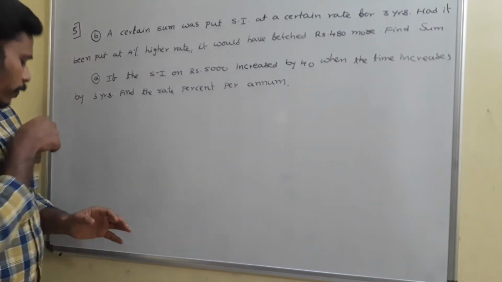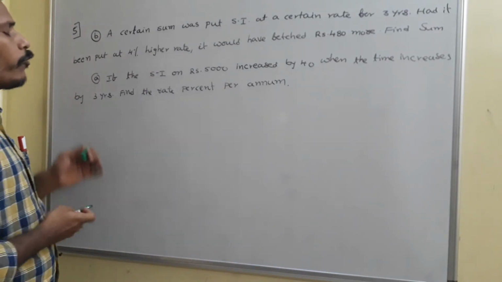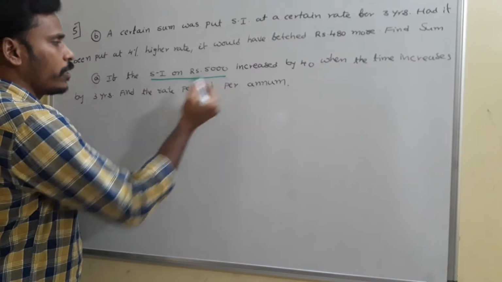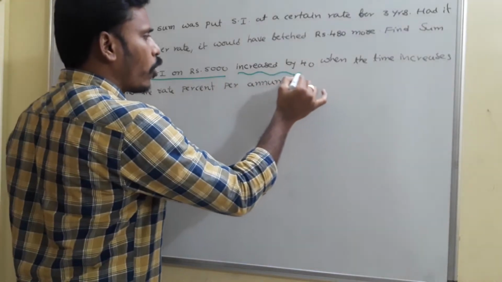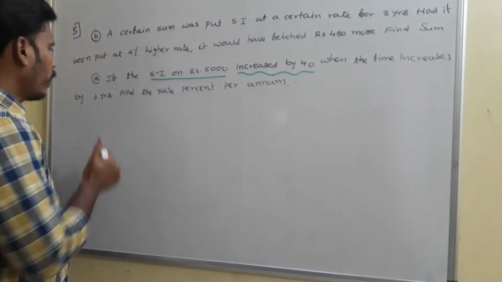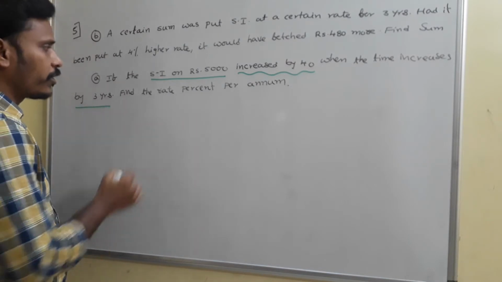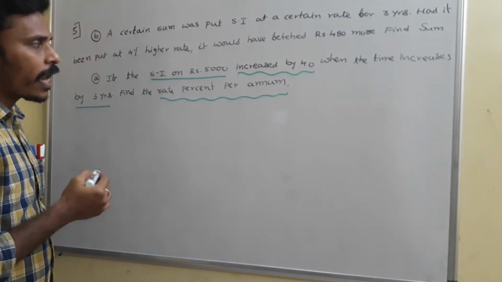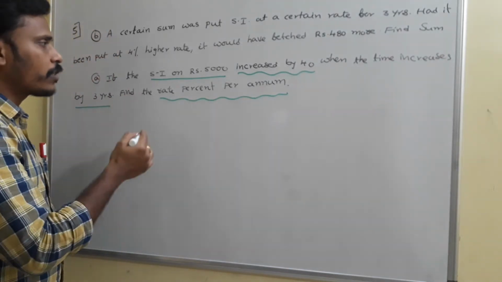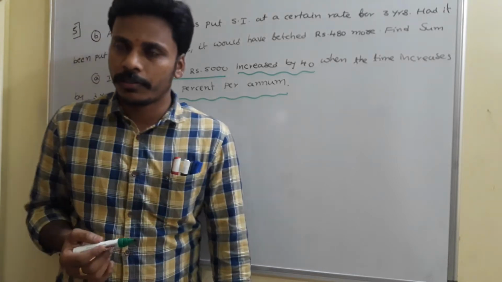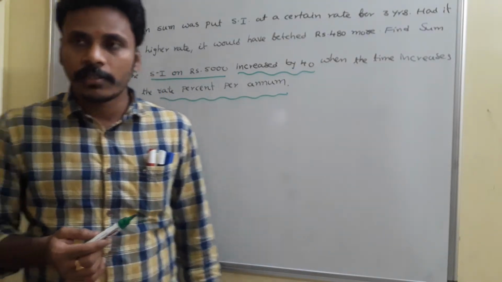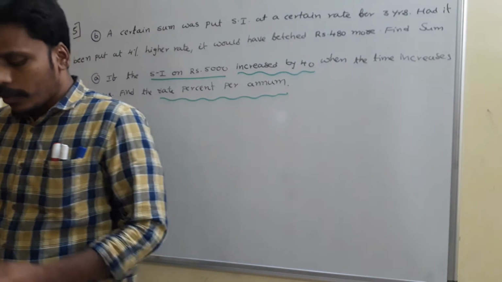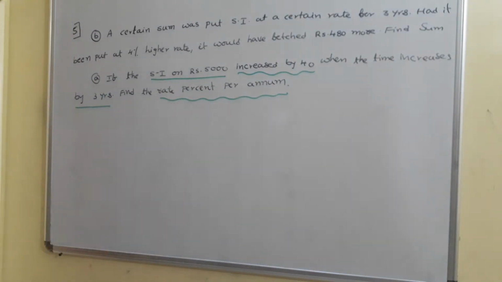Among those, the first problem: if the simple interest on 5,000 rupees is increased by 40 when the time increases by 3 years, we need to find the rate percent per annum. You just analyze the situation first. We have to calculate simple interest on 5,000 rupees. That means the principal amount is just 5,000 rupees here.